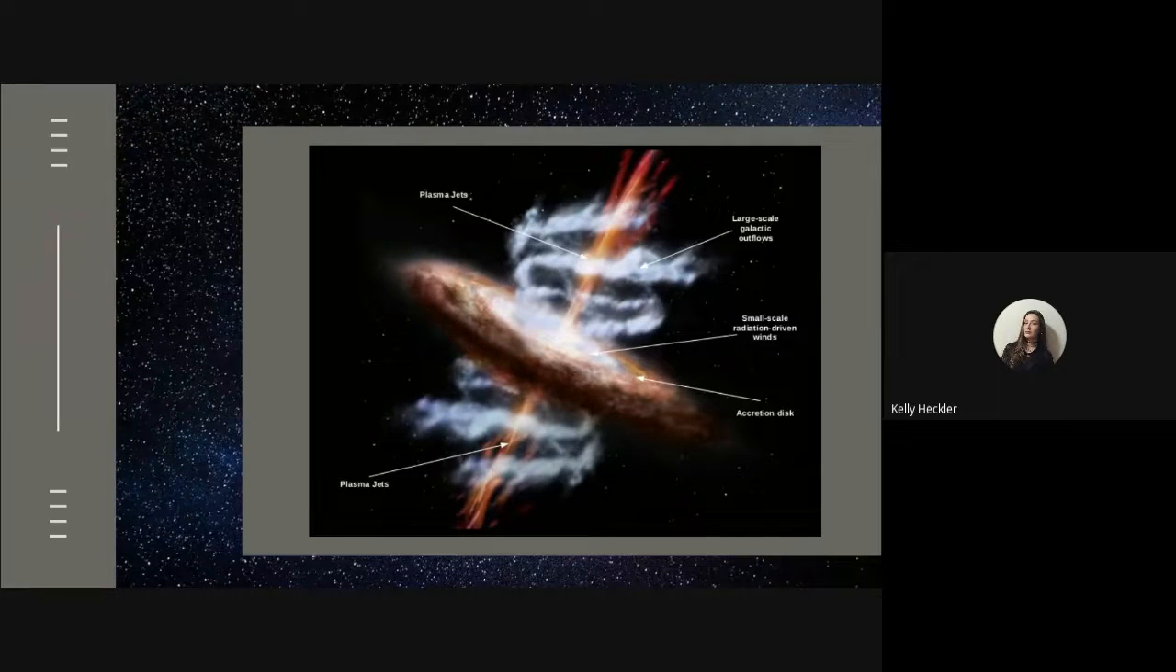AGN feedback is usually seen in the form of powerful radio jets or in the form of outflows. And the interaction of the outflows with the galaxy gas can be observed in the kinematics of the different phases of this gas.